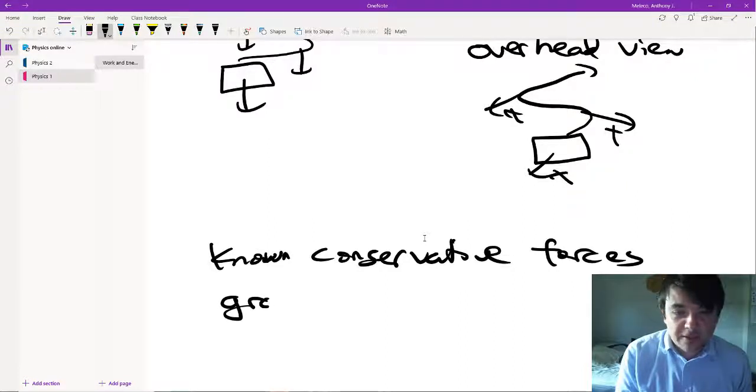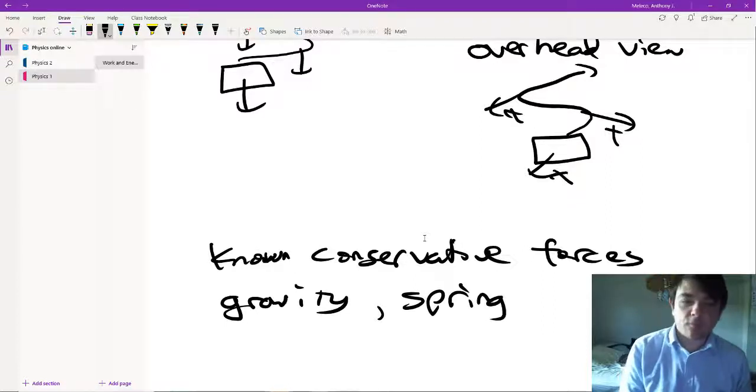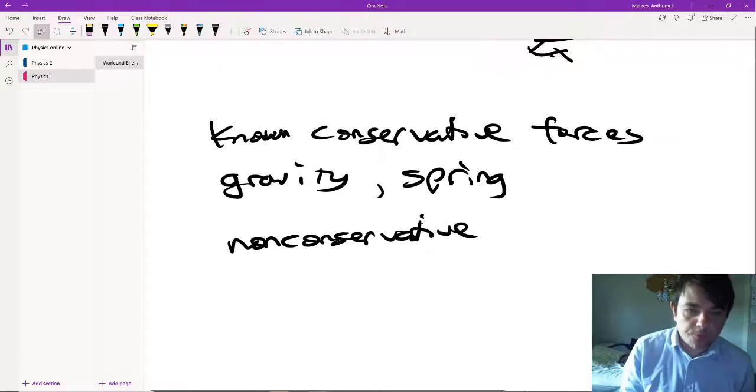So the known conservative forces are, for us, gravity, the spring force, actually. We'll do a little bit with the spring force. And then the non-conservative force would be friction.